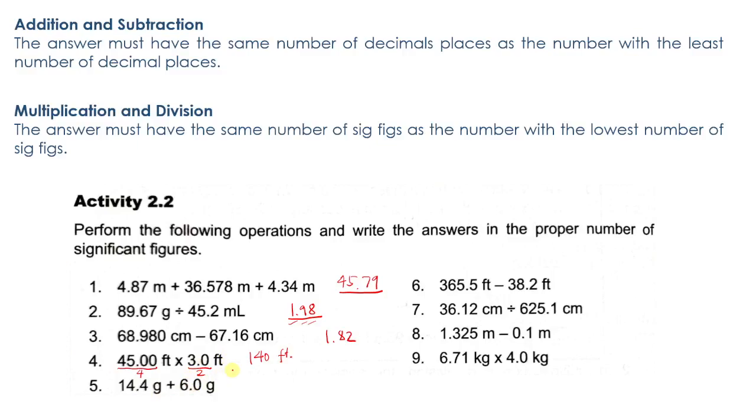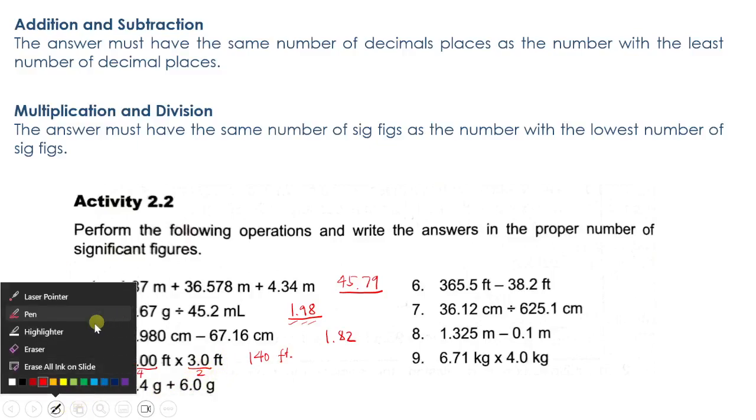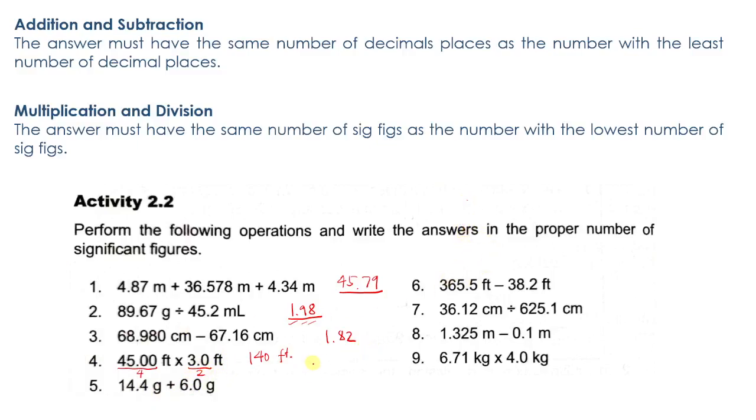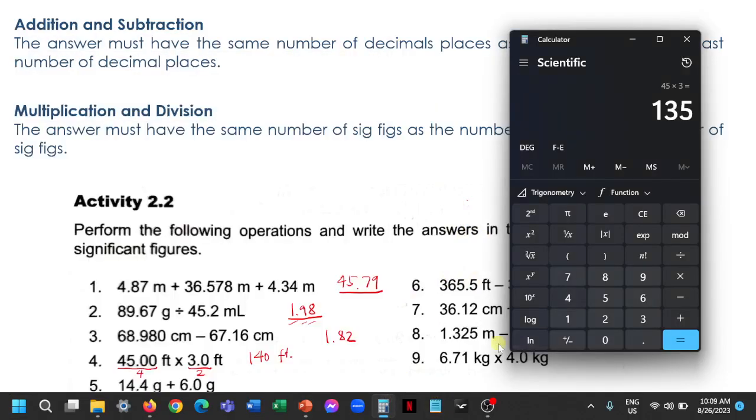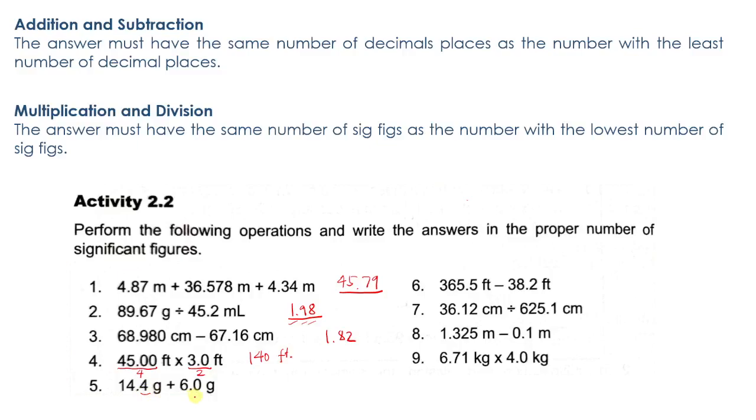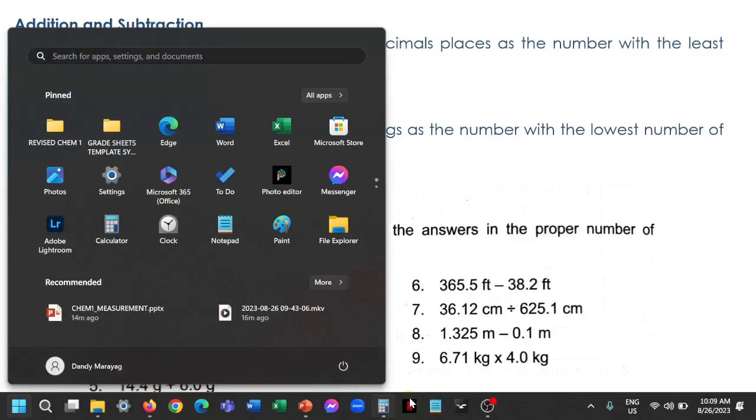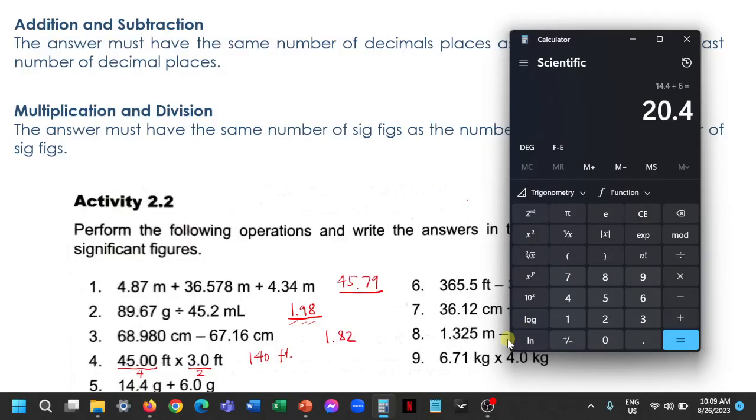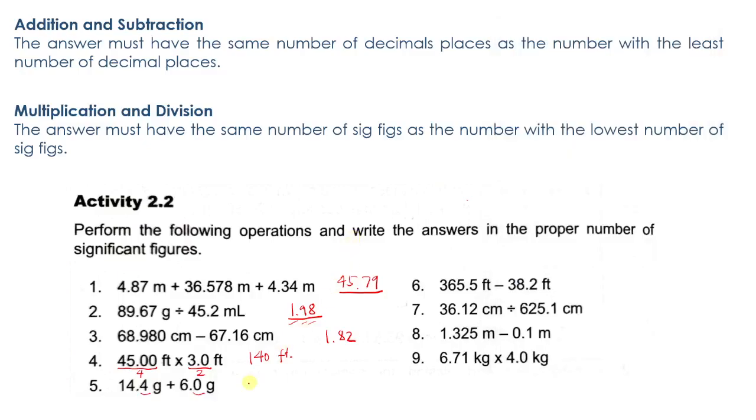Next, we have 14.4 plus 6.0 grams. So this is addition. We have 14.4 plus 6, so we have 20.4. Now here we have 1 decimal place and 1 decimal place, and so we just copy this one. We have 20.4, which has 1 decimal place. We have 20.4 grams. These are the answers for number 1 to 5. For this activity, you answer number 6 to 9.